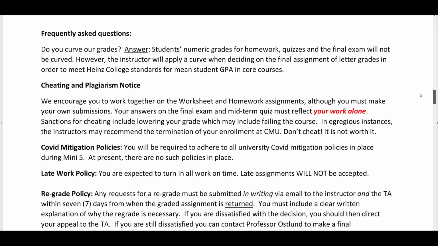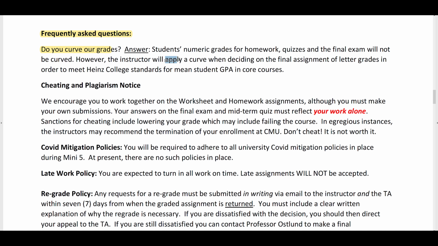Okay, some frequently asked questions. Do you curve the grades? Well, not on an assignment-by-assignment basis, okay? We provide numeric scores for each worksheet, each homework assignment, for the quiz, and for the final exam, and those numbers just are what they are.